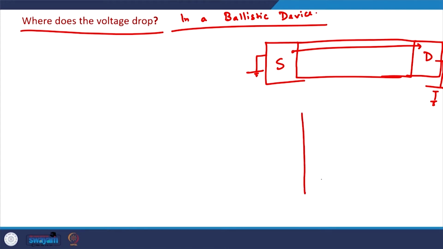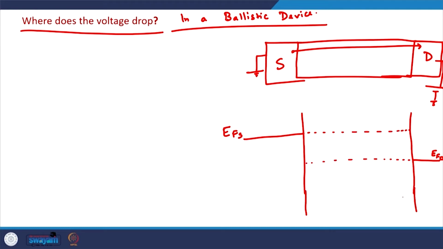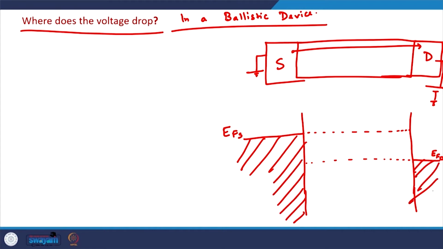Now, if we plot this system, this is EFS, the source Fermi level, and this is the drain Fermi level, EFD. From the basic principles of carrier statistics, this contact tries to fill all the states in the channel up to EFS and tries to bring the channel in equilibrium with the source Fermi function. Similarly, the drain contact tries to fill all the states in the channel up to the drain Fermi level and tries to bring the channel in equilibrium with the drain Fermi function.